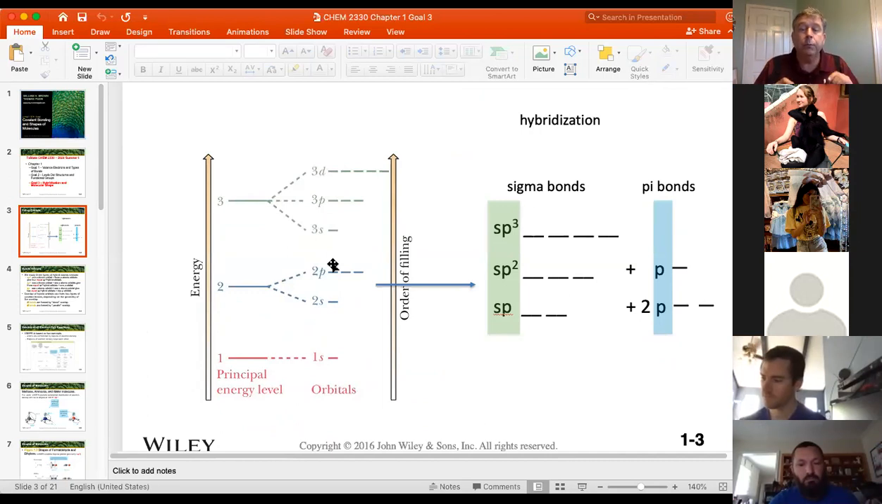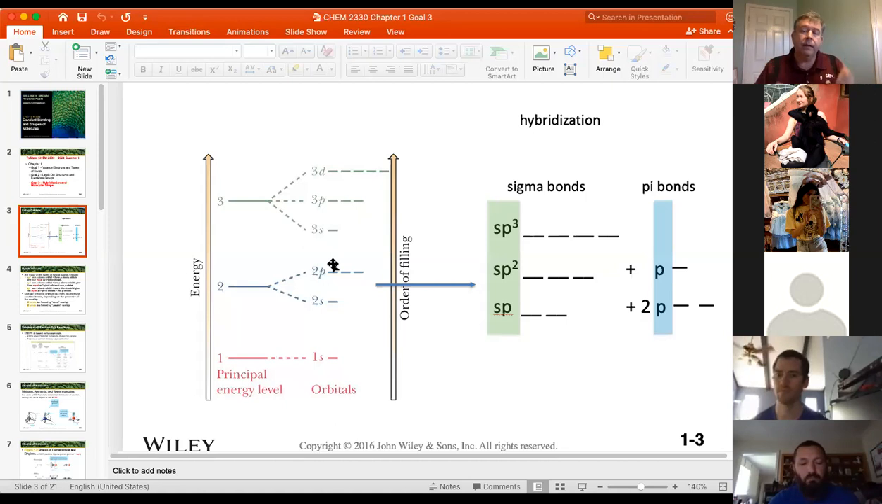If we were to bond with that, we would see bonds at about 90 degrees apart, because the p's would be bonding one way and then the s would bond a different way. But we don't see that when we look at the way things bond. When we look at methane, which is carbon with 4 hydrogens bonded to it, it's in a tetrahedral shape. Those are 109 degrees apart. So there must be something happening here.